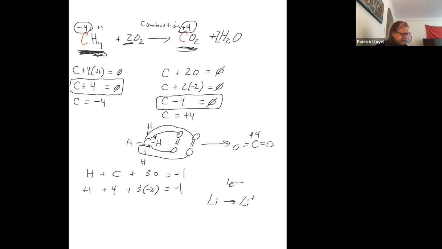Hydrogen didn't change here, right? It's +1 there, it's +1 there. The other thing that did change was the oxygen. Since it's an element, it's 0. Right? Elements are 0. O2 is 0. But here, it's in a compound, so it's -2. So you can see the oxygen changed too. The oxygen went from 0 to -2. That right there tells you it's a redox reaction.